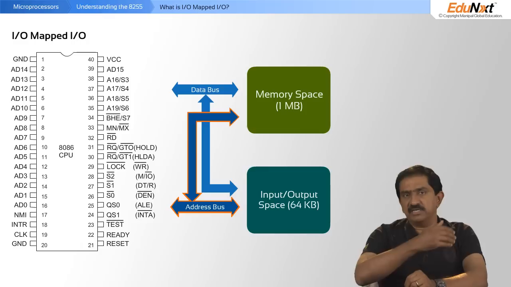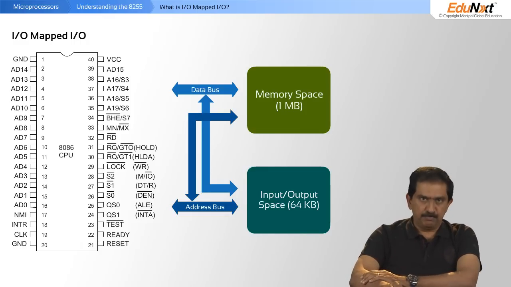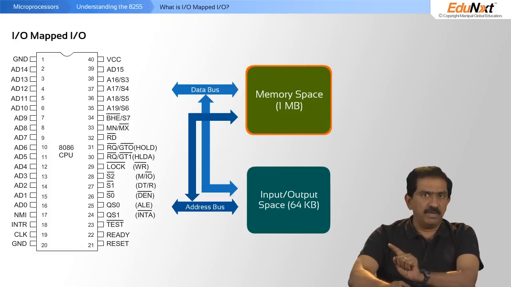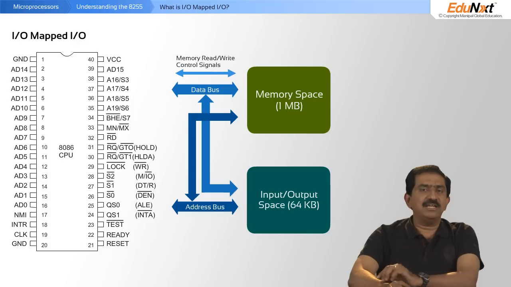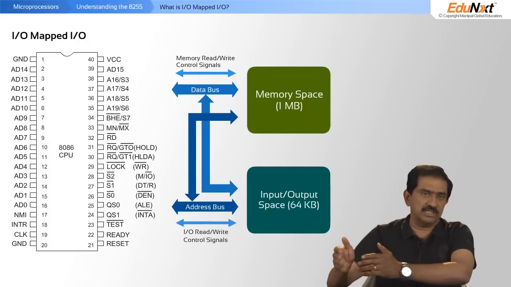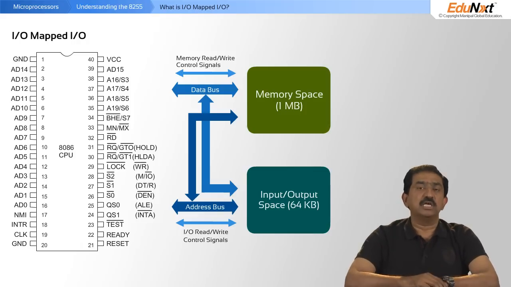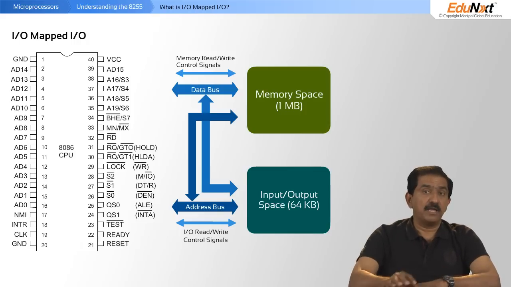So both the memory devices and the I/O devices are connected to the same address lines. What differentiates the two is that in the case of a memory, the memory read-write control signals are used, whereas for an I/O device, there is an I/O read-write control signal. There's a separate set of signals that the microprocessor generates to control I/O devices.